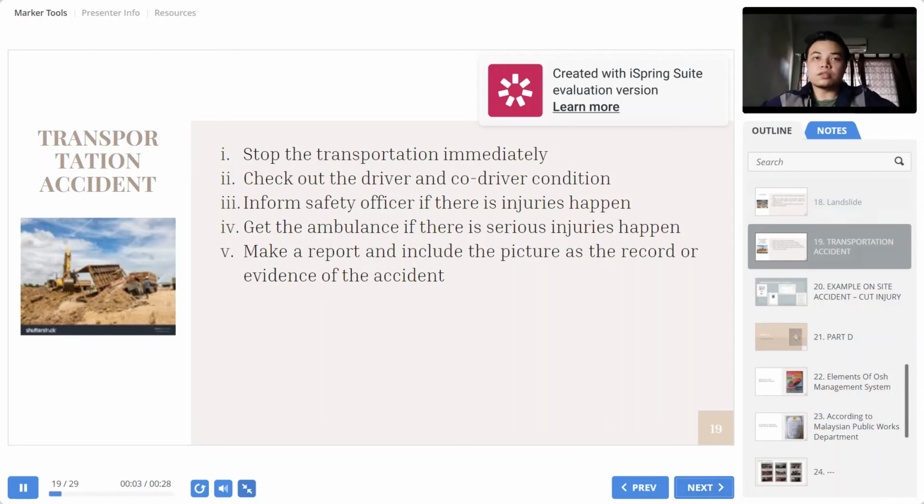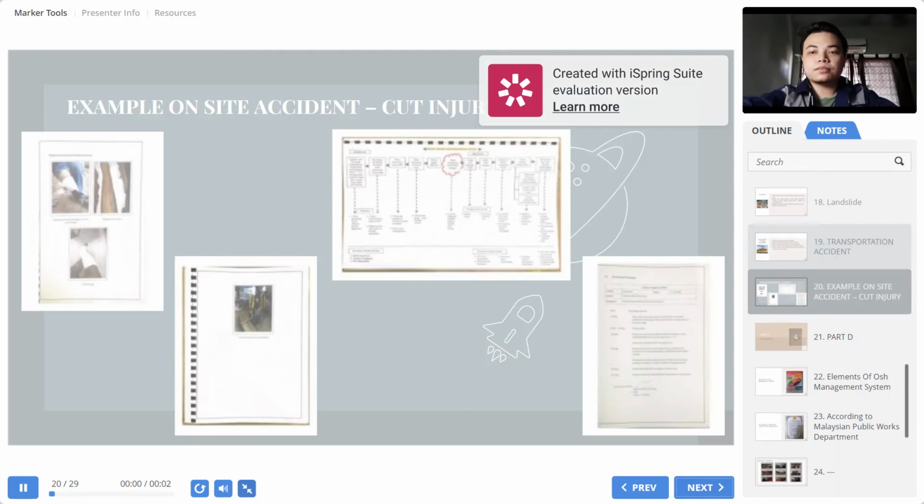Next is the transportation accident. The procedure is to stop the transportation immediately, check the driver's and co-driver's condition, inform the safety officer if there are injuries, get the ambulance if the injuries are serious, and make a report and include pictures as a record for the evidence of the accident.